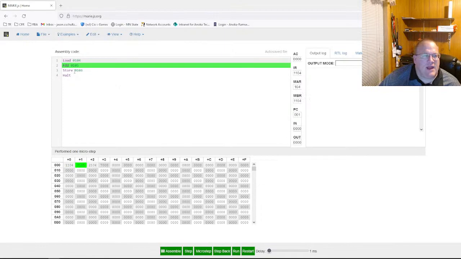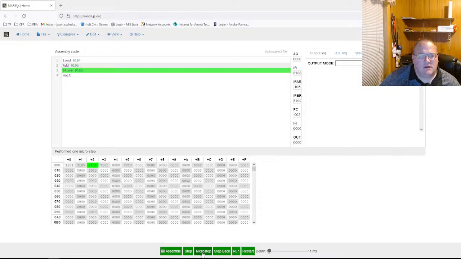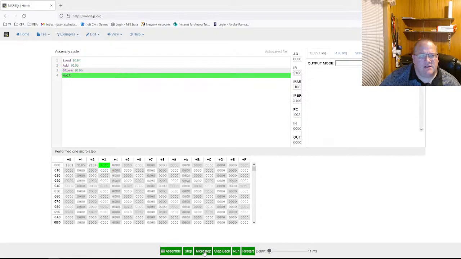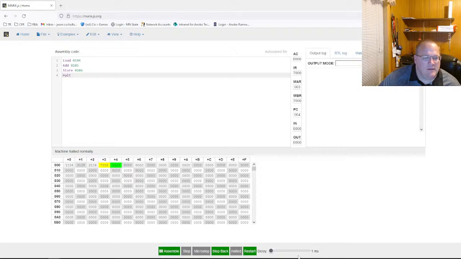So now the MAR gets 104. Something's not right. It's like this isn't working correctly. MBR clears. The accumulator should get a change, and it didn't. Yeah, this isn't working right. We can't use this. I'll have to do some more work to make sure I can get it working right, so I have to go and figure this out so I can figure out how this works.